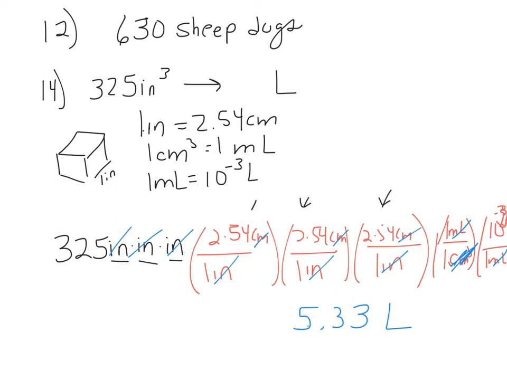1, 2, 3. And then we're going to convert that 1 milliliter is equal to 1 centimeter cubed. That's this one here, so we're going to use that here. And then we want to go from milliliters to liters, so we convert 10 to the minus 3 liters is 1 milliliter. And when you do all of those calculations, you should end up with 5.33 liters.